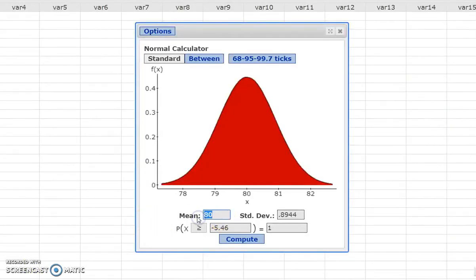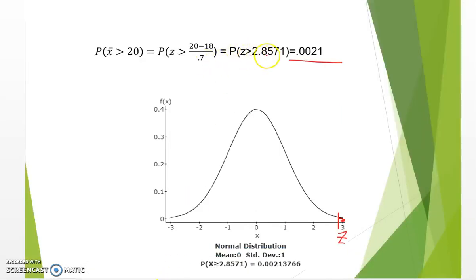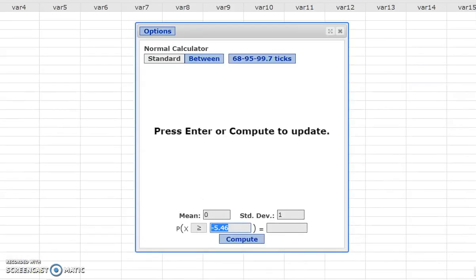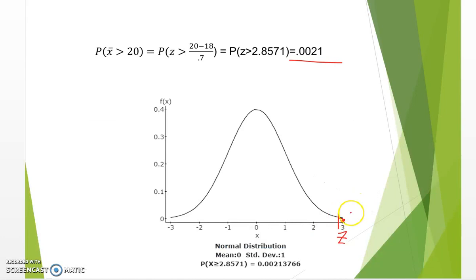Again, the way we do it is using StatCrunch and converting this to the standard normal distribution, so 0 and 1, and Z is greater than 2.8571, and hit compute. That gets you 0.0021, as we have illustrated in this PowerPoint. That's only 0.21%, right? It's even less than 1%.